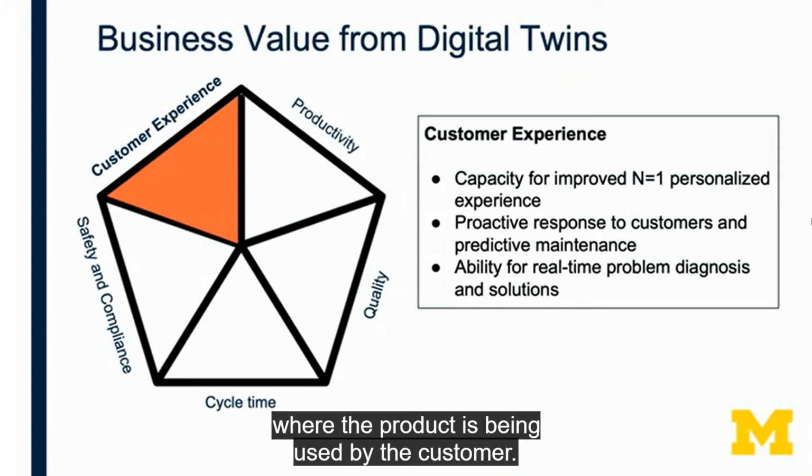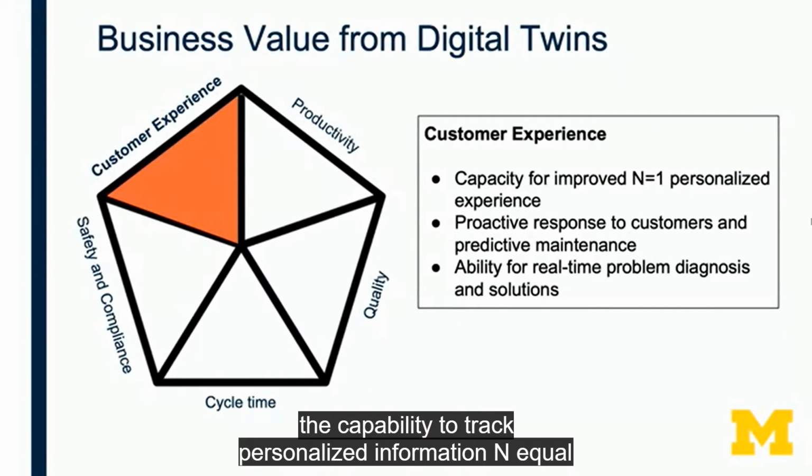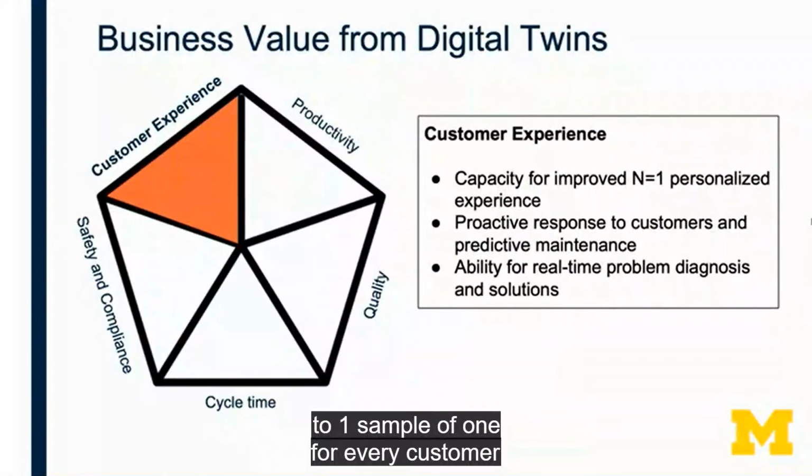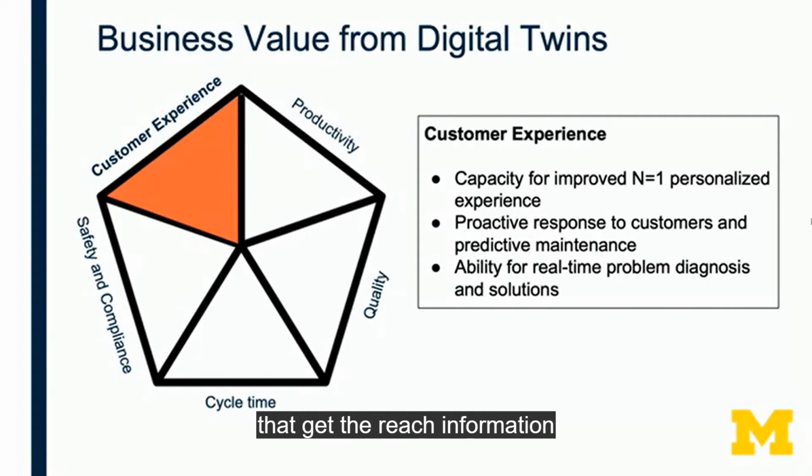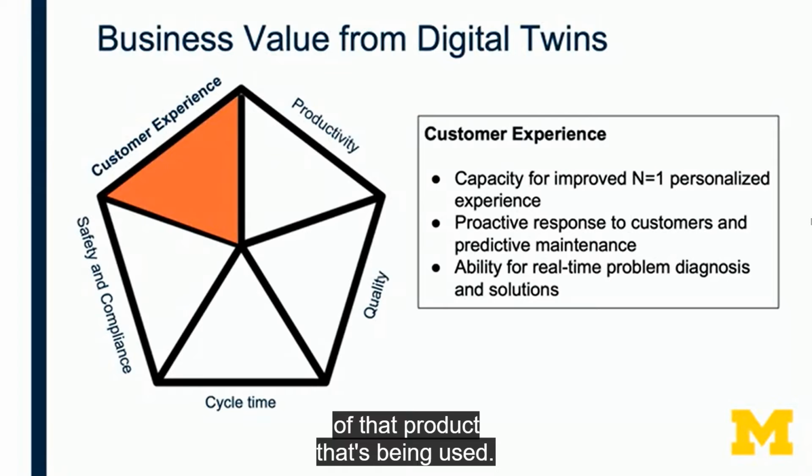Whether it is an automobile that you're driving, the auto manufacturer now may have the capability to track personalized information, n equal to one, sample of one, right? For every customer, they can get the rich information of that product that's being used. And that certainly then leads to proactive response to customers.